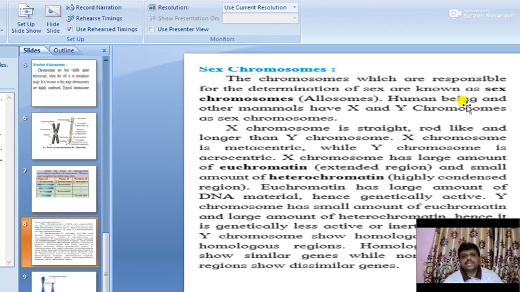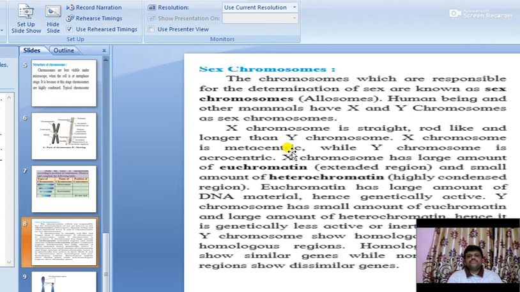Human beings and other animals have X and Y chromosomes as sex chromosomes. These two chromosomes decide the sex of that particular individual, whether the individual is male or female. The X chromosome is a straight rod, longer than the Y chromosome. The X chromosome is metacentric. As I said earlier, metacentric means that the centromere is present exactly at the center of that chromosome.